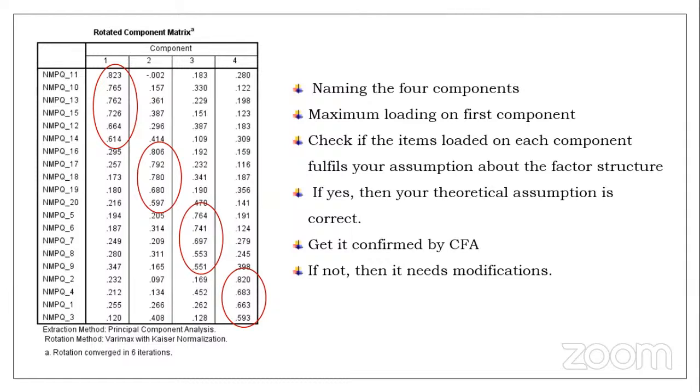Check if the items loaded on each component fulfill your assumptions about the factor structure. Sometimes we use PCA for looking into the factor structure as well. So you might check whether these components which have been extracted fulfill your own assumptions about the factor structure or not. If yes, then your theoretical assumption is correct. You then get it confirmed by the confirmatory factor analysis using structural equation modeling. If not, then it needs modifications.